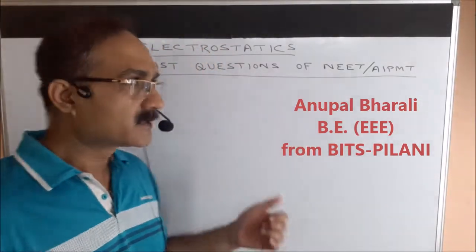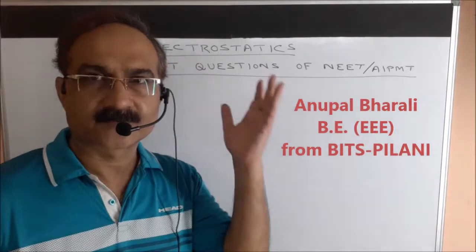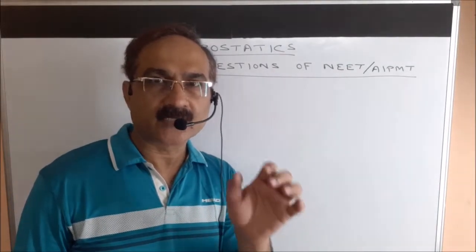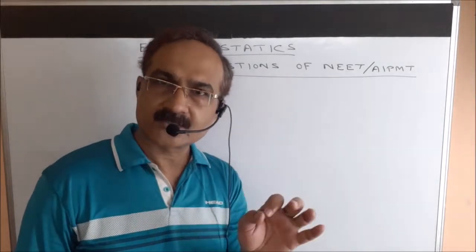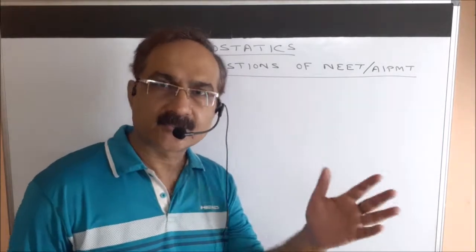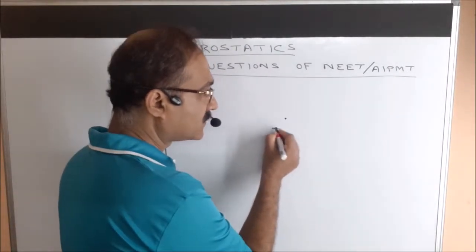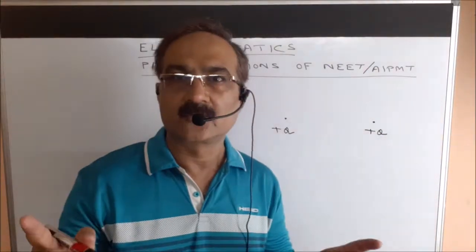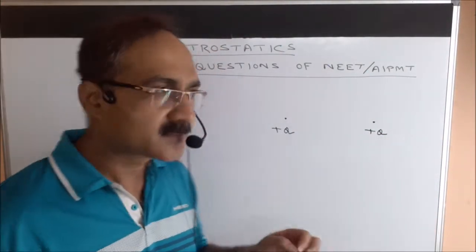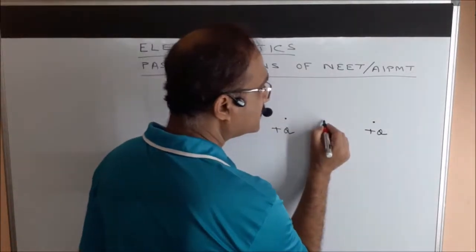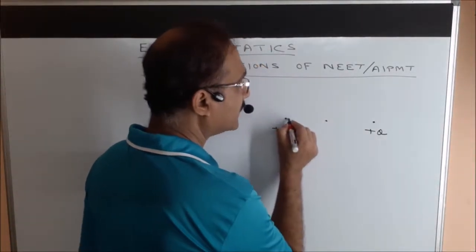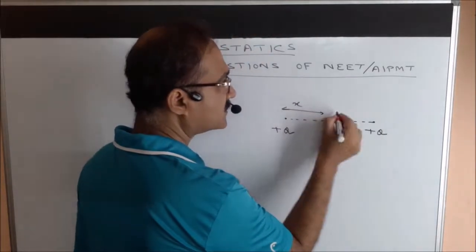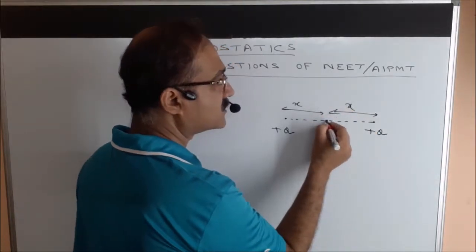The question says there are two equal positive charges. When you read the question, always give proper attention to each and every word. Question says two equal positive charges. So say plus Q and again plus Q. Equal positive charges. Then it says another charge is placed right at the middle of the line joining these two charges. So that means if this is X, this is also X. So this is the midpoint.